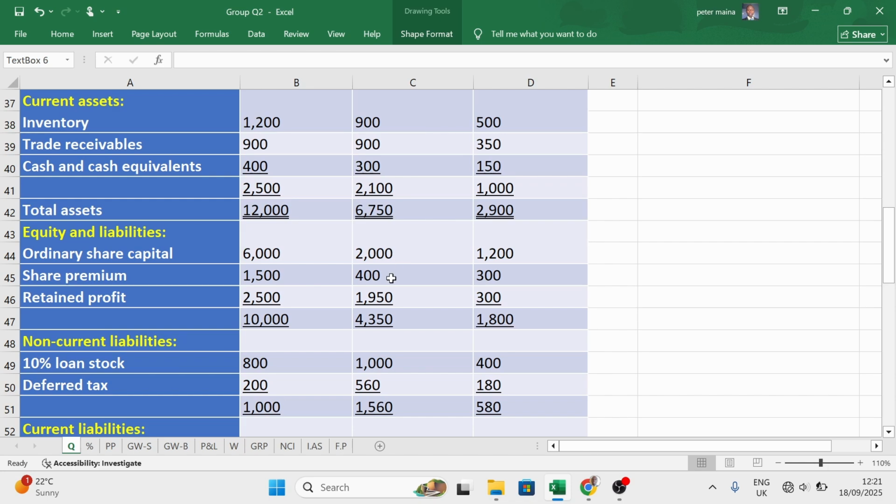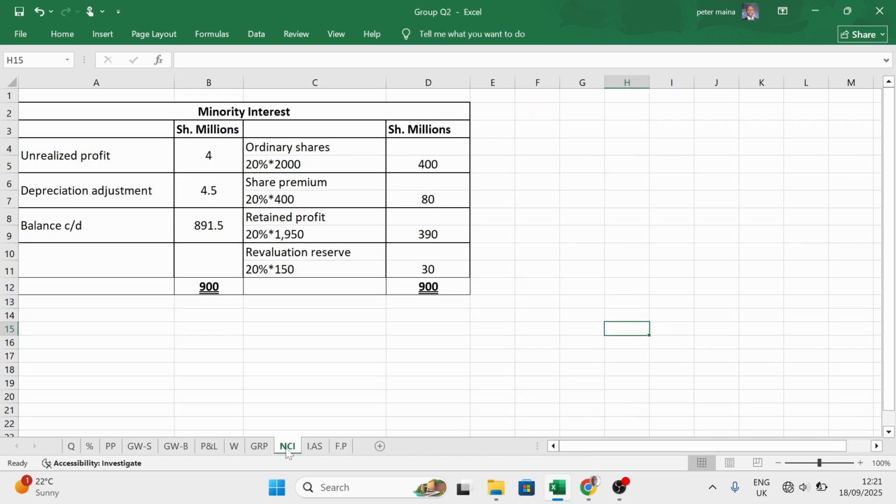So these three items are going to be taken to the minority interest account. Each one you multiply by the percentage of the minority. The ordinary shares, the share premium, and the retained profit we have taken as it was given in the statement of financial position, 20% of it. This is what we get.